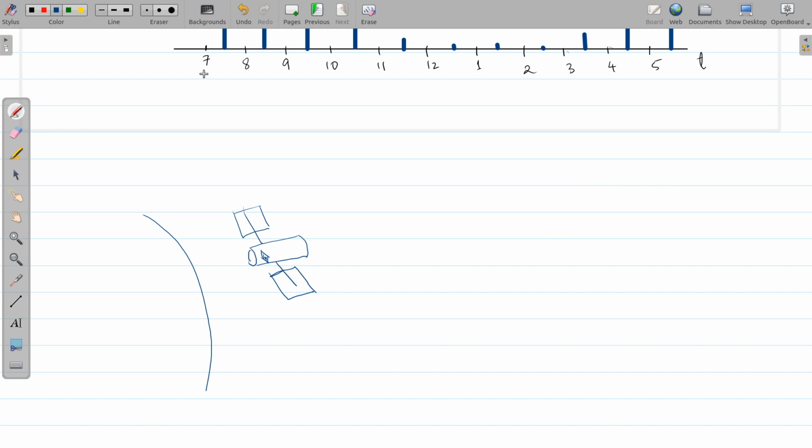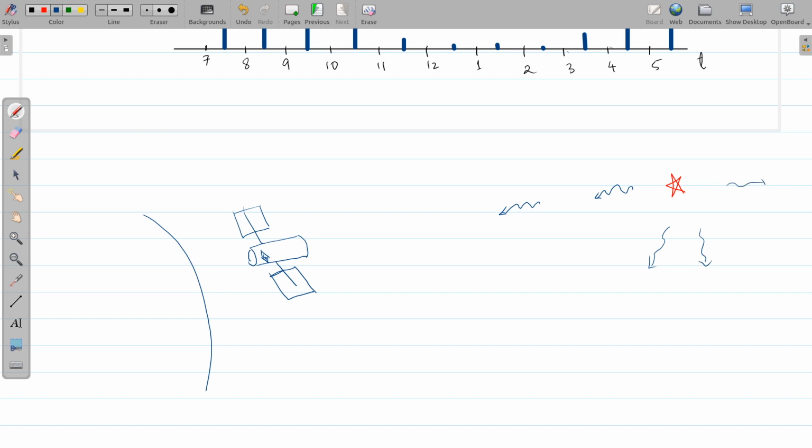So from some distant star, there is some star which is far, far away. From this star, let's say it is emitting photons. Let's say there are X-ray photons which are coming towards the Earth. It's going in all directions, of course.